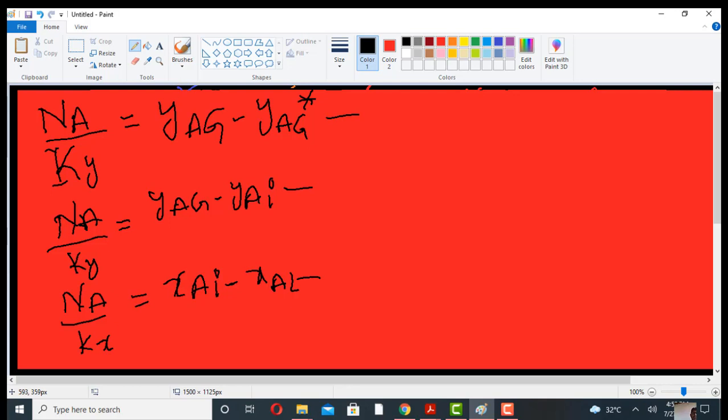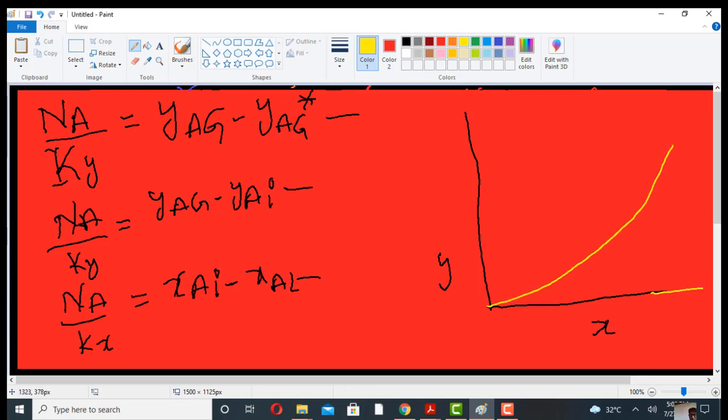Now take a graphical form and derive and simplify these three equations from the graph. So this is the xy plane. Take the equilibrium, this is the equilibrium curve. This is the bulk point, so point A, XAL. This is the XAL, YAG: component A in the bulk of gas, component A in the bulk of liquid.